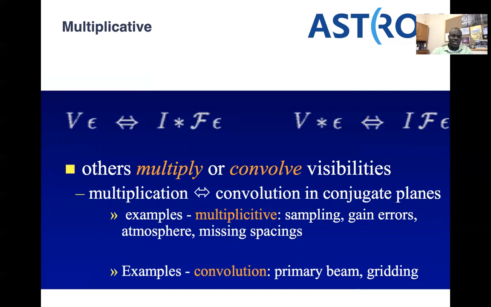I have described the multiplicative errors. Examples are things you have in your sampling rates. You could also have errors in your gain calibration, errors in the atmosphere, and what you call missing spacing or missing flux, because the antennas in your array are spaced out so much that you have these additional gaps, which leads to the missing flux problem. The errors that convolve with your intensities include things like your primary beam correction and problems with convolution and gridding.